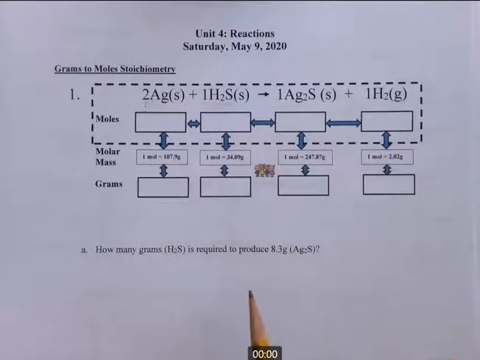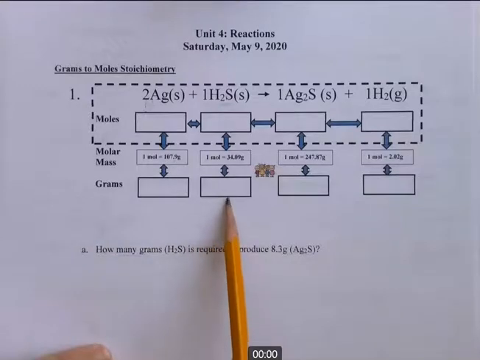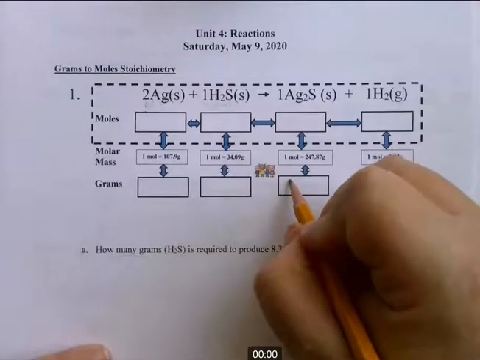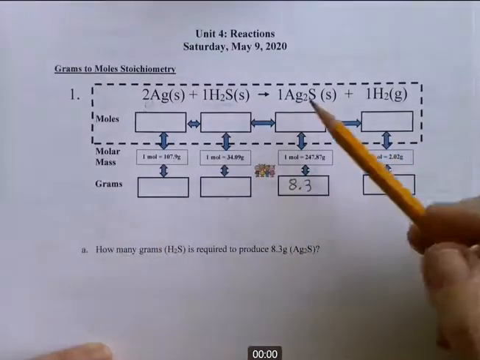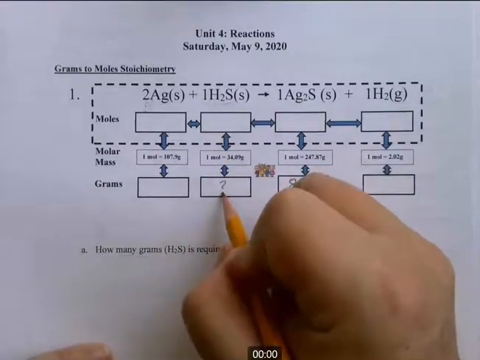So what we're going to do is, it's asking us how many grams of H2S. So we come down in our world, we want to know how many grams of this we're going to need if we're going to get 8.3 grams of this. So we want 8.3 grams. We're in the grams row, and in this column of Ag2S, and we want to produce that. So how many grams of this are we going to need? So we put a question mark there.